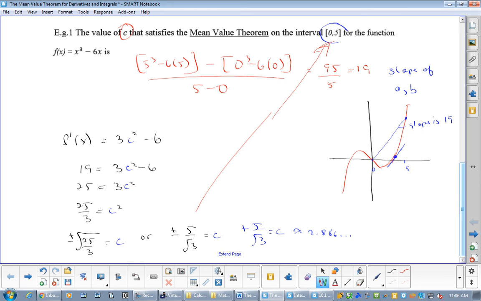So find the slope of your two points. Make your derivative equal the slope and solve for c. This would be c right here, which is plus 5 over root 3. Now the other one would have been this one here, but it wasn't in our interval. But the mean value theorem is, if I give you two points, find me the c that would have a tangent with the same slope. Okay?